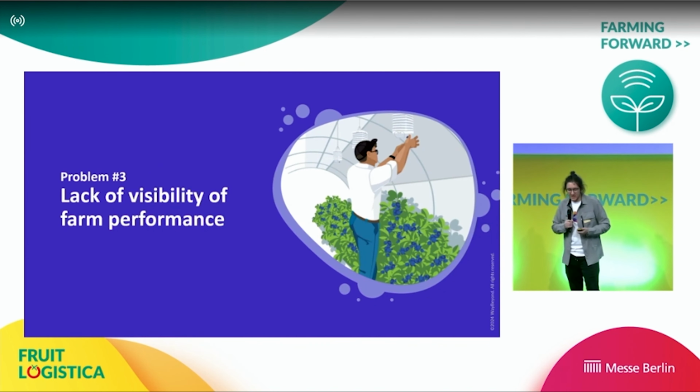In our third example of a problem that's been solved, we're going to stick with African Blue, and look at their issue with lack of visibility of farm performance across all of their farms. So they're a large grower. They have farms in the north of Morocco. They have farms in the south, about 400 hectares total across the entire area.